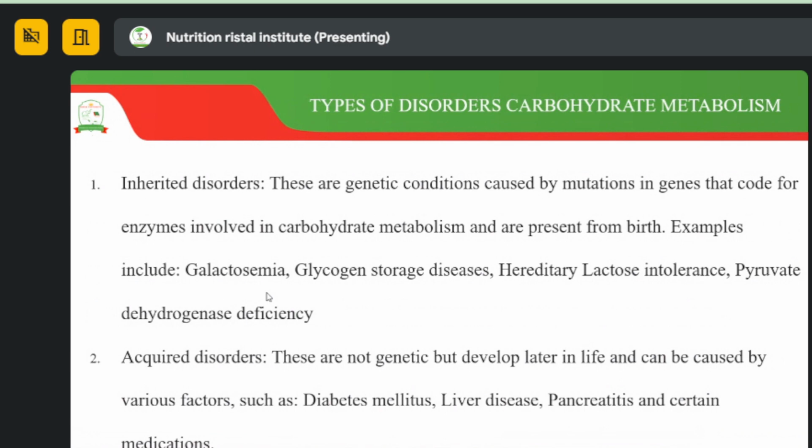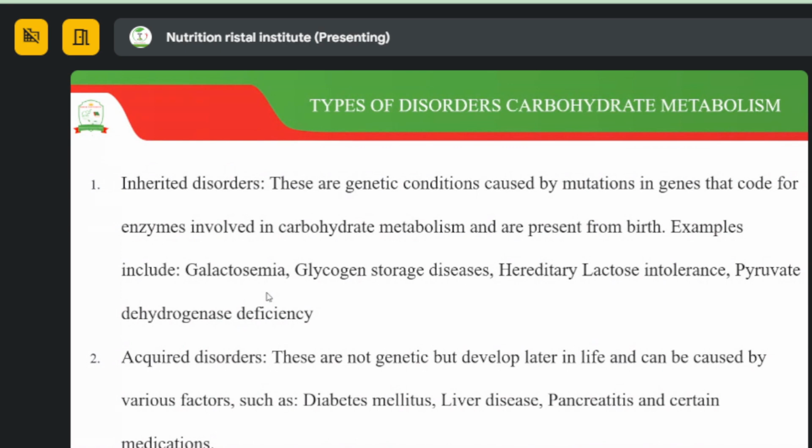One is inherited disorders. Some of these disorders you get from your parents. Some of them are actually genetic. With time, you have inherited them from your parents, or some mutations or changes in genes have taken place, so you cannot really metabolize carbohydrates, and that will pose a challenge.